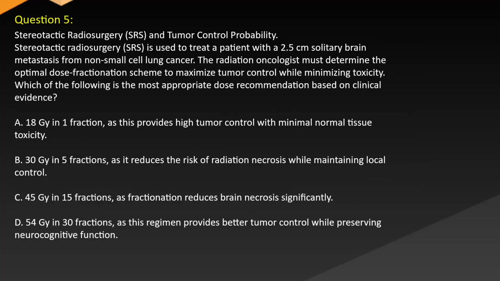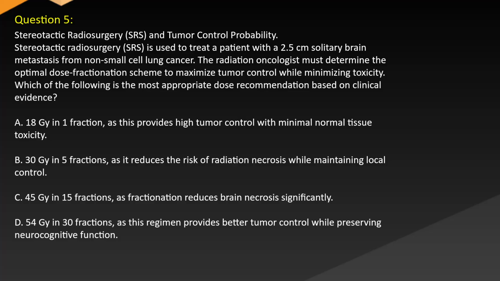Question 5. Stereotactic radiosurgery (SRS) and tumor control probability. Stereotactic radiosurgery is used to treat a patient with a 2.5 cm solitary brain metastasis from non-small cell lung cancer. The radiation oncologist must determine the optimal dose fractionation scheme to maximize tumor control while minimizing toxicity. Which of the following is the most appropriate recommendation based on clinical evidence?